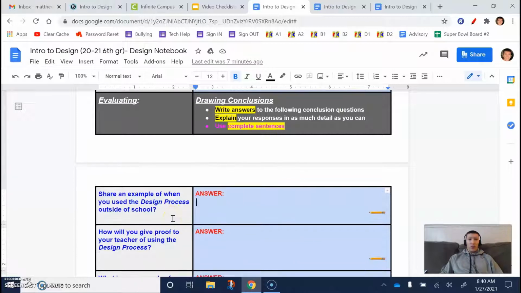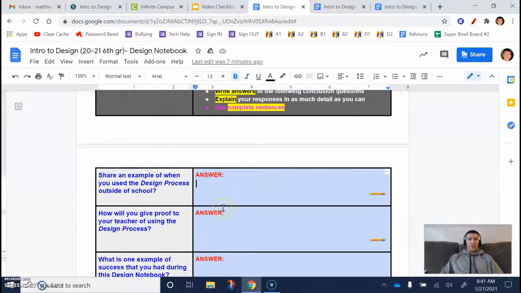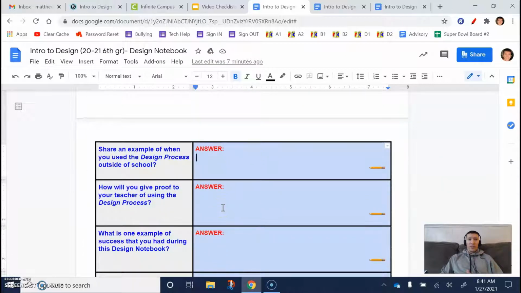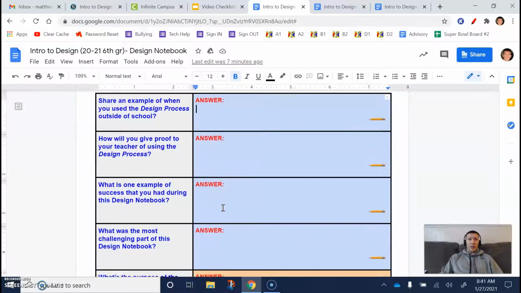Share an example of when you use the design process outside of school. How will you give proof to your teacher that you used the design process? Because we're going to be using the design notebook and the design process every project throughout this semester. So how are you going to give proof to us? How are we going to know you did it?